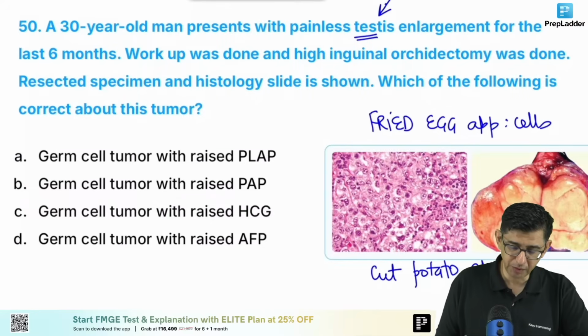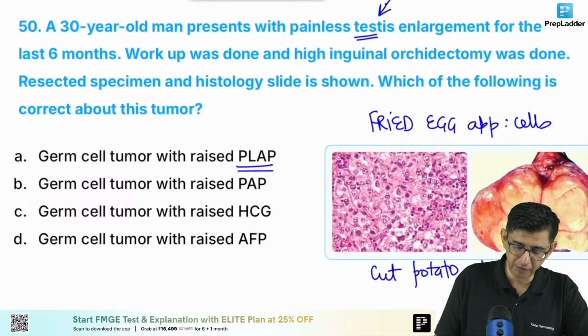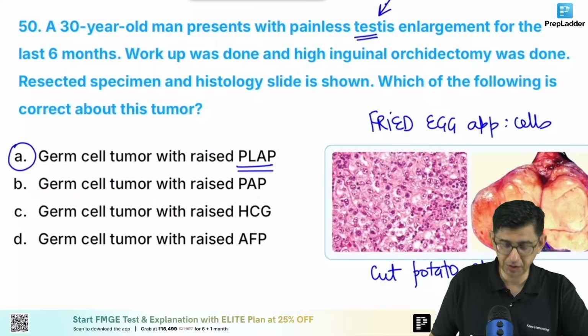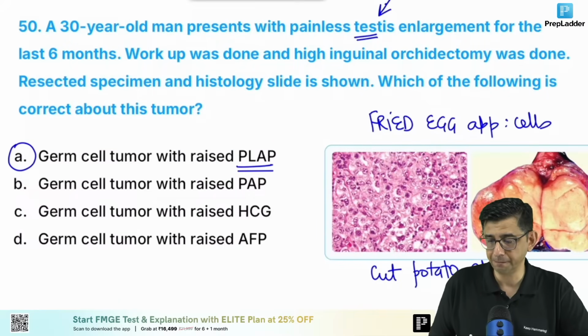Okay, the correct answer in this case would be placental alkaline phosphatase that is increased. So the correct answer in this case would be option A. Great.